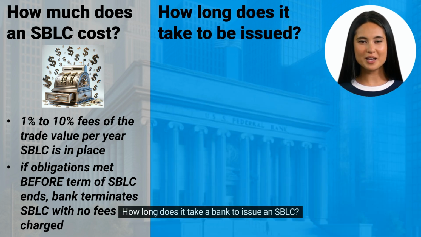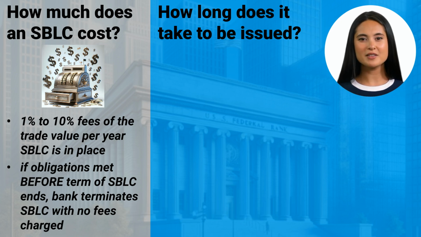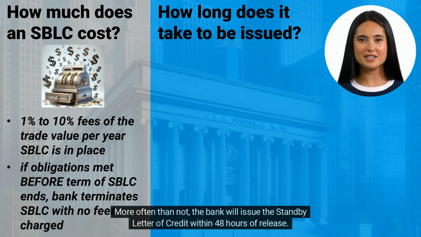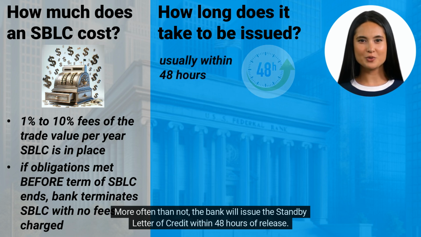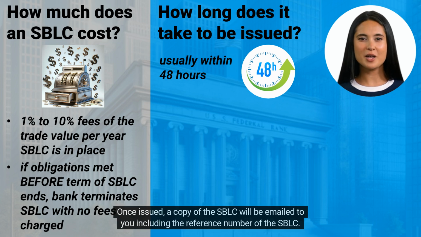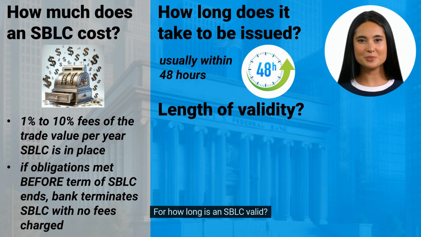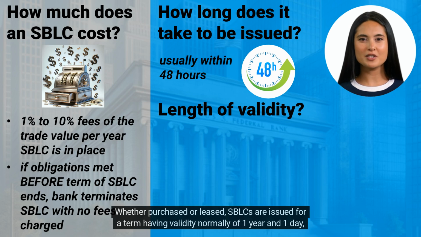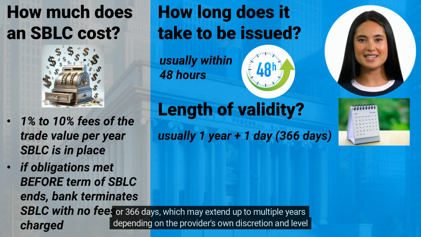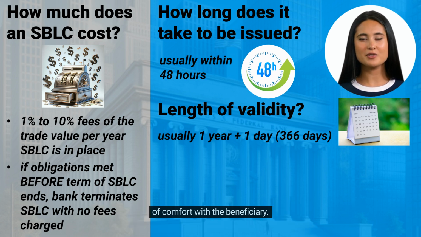How long does it take a bank to issue an SBLC? More often than not, the bank will issue the standby letter of credit within 48 hours of release. Once issued, a copy of the SBLC will be emailed to you, including the reference number of the SBLC. For how long is an SBLC valid? Whether purchased or leased, SBLCs are issued for a term having validity normally of 1 year and 1 day, or 366 days, which may extend up to multiple years depending on the provider's own discretion and level of comfort with the beneficiary.